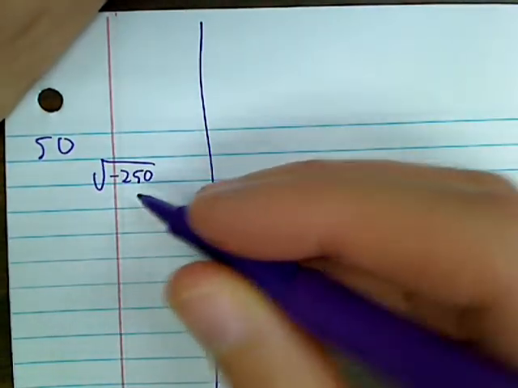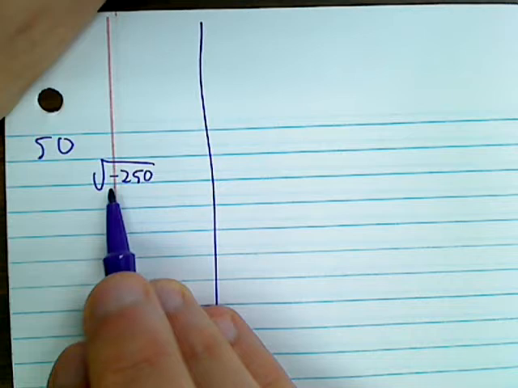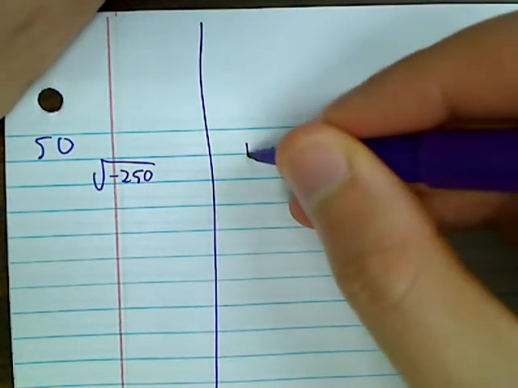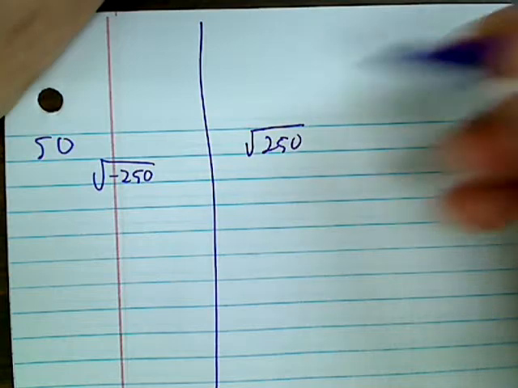So, negative 250. The first thing we need to notice is that it's negative, and so we know there's going to be an i on our answer. So we can kind of ignore that fact for now. Just make sure that when we get to our answer, we put an i on it. Let's look at the square root of 250.